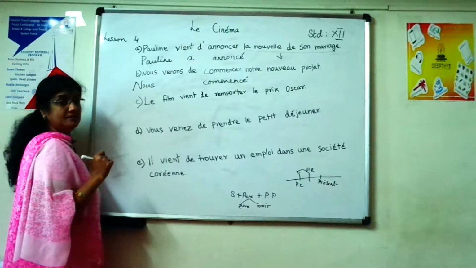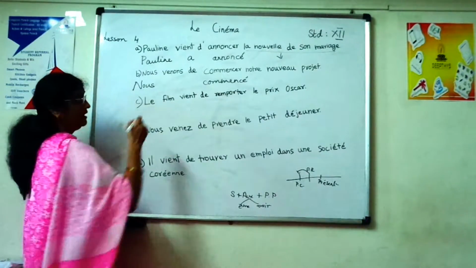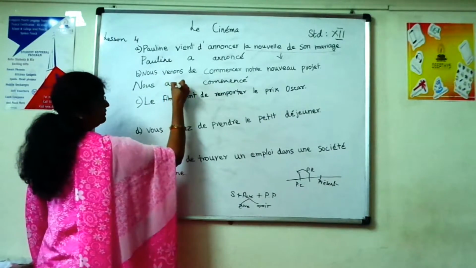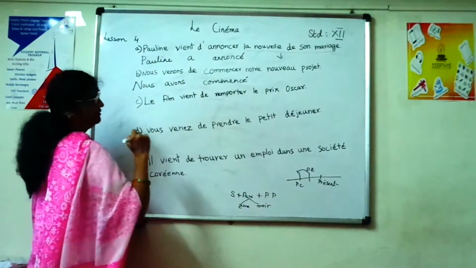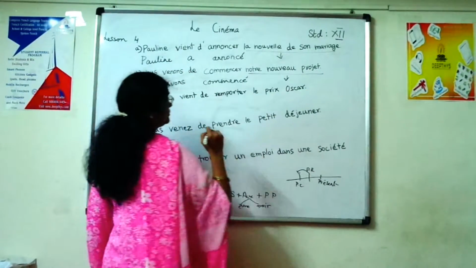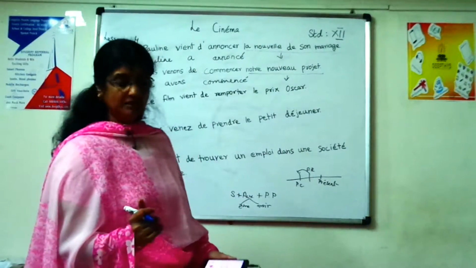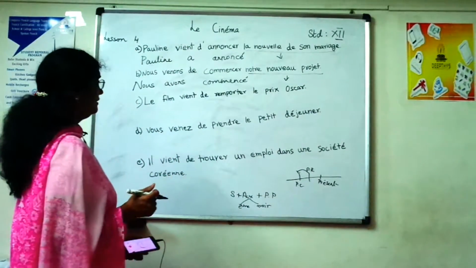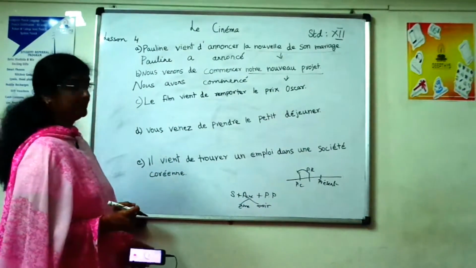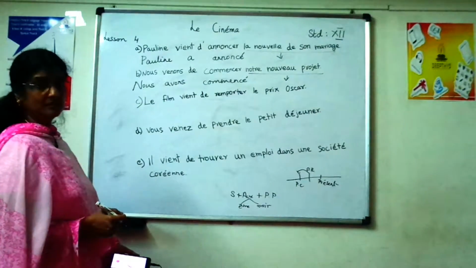Now, commencer is not one of the verbs of Dr. Mrs. Van Patten. You will use avoir. Nous avons commencé notre nouveau projet. We now move on to the third statement. Le film vient de remporter le prix Oscar. The film just won the Oscar prize.